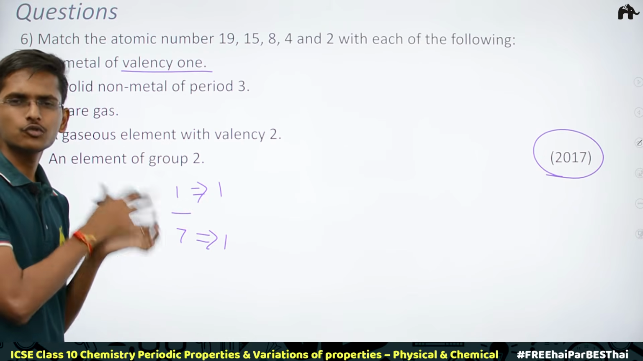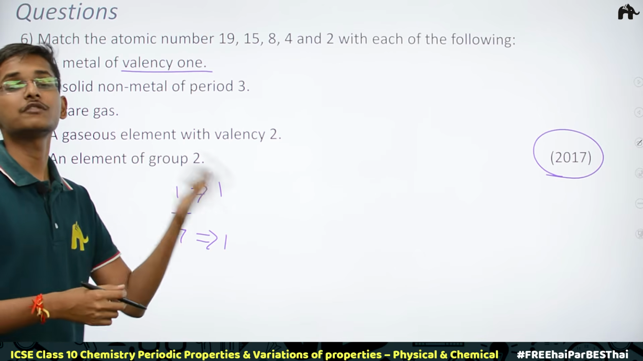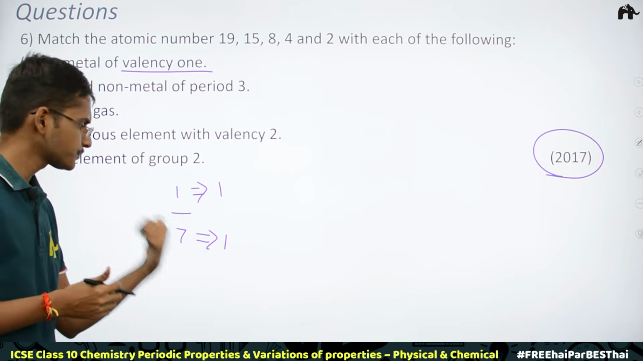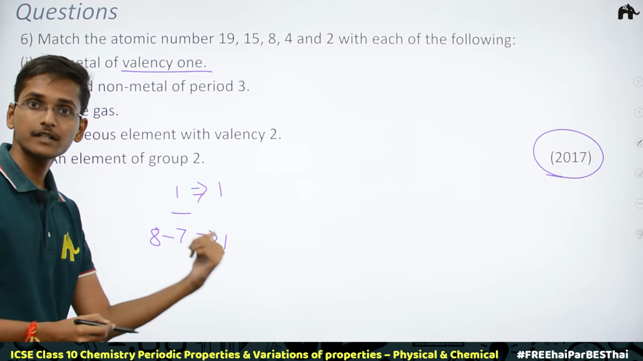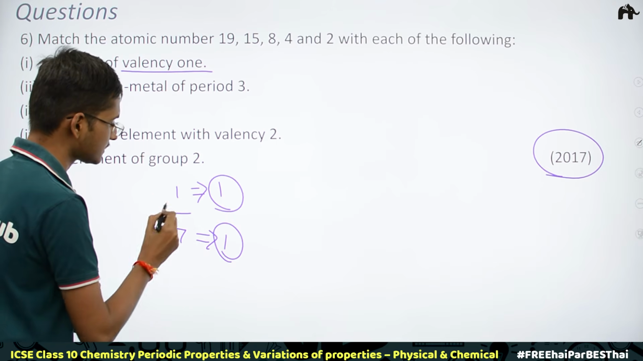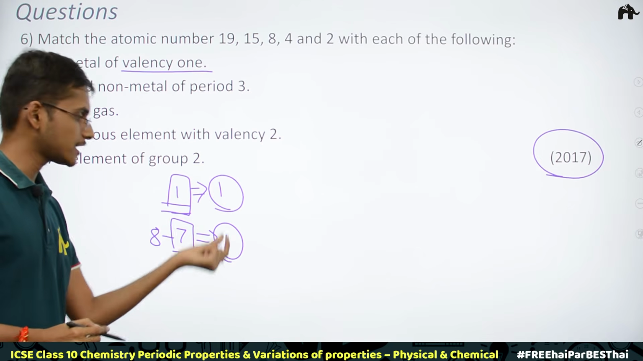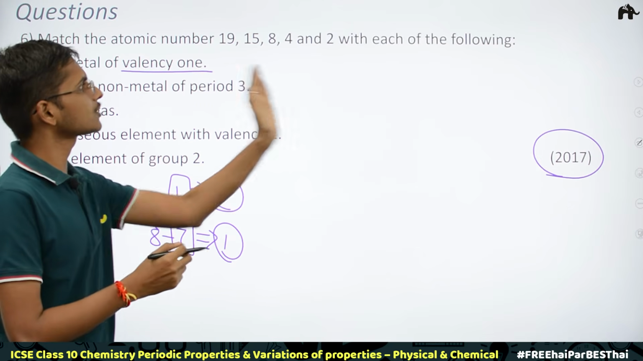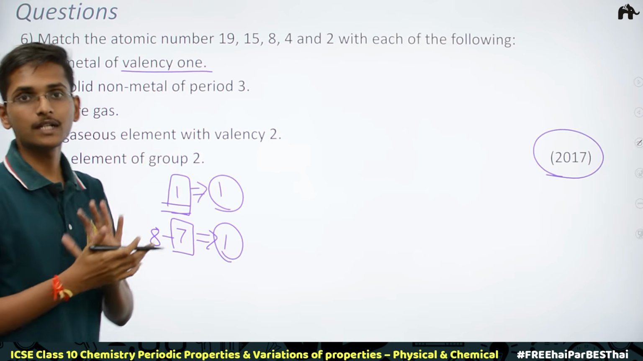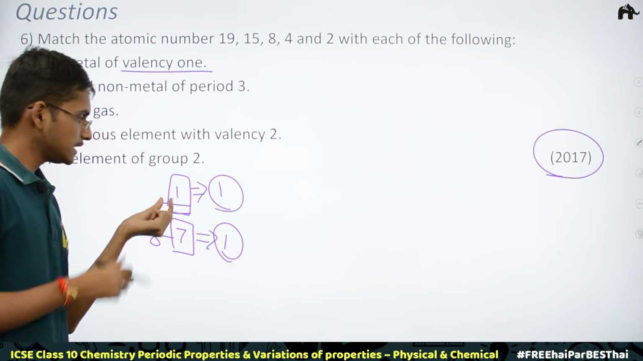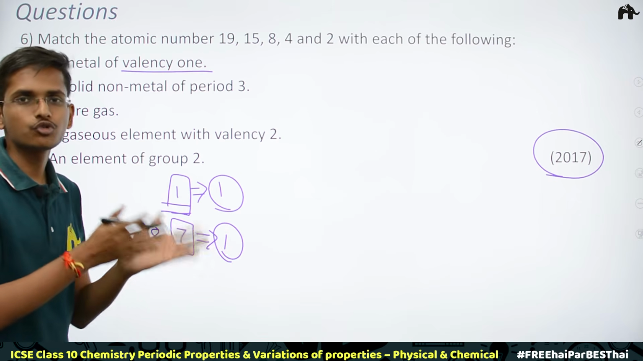How is valency 1 here? We know that if the number of valence electrons is 1, 2, 3, 4, then valency is equal to the number of valence electrons. If the number of valence electrons is 5, 6, 7, 8, then valency is equal to 8 minus the number of valence electrons. So here see, 8 minus 7, it's 1. So in both these cases, if valence electrons are 1 or 7, we can have valency as 1. So now we have to figure out which of the elements having these atomic numbers has either 1 or 7 valence electrons.